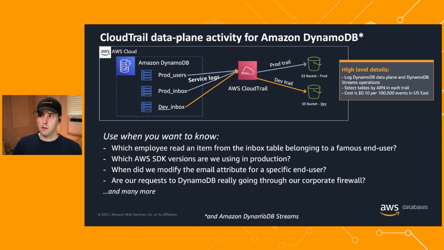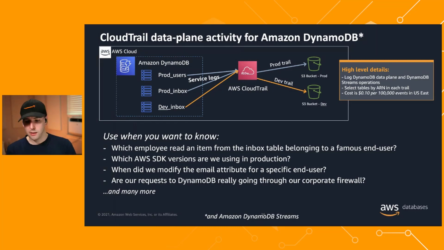I'd say if you're used to a relational database where you can add access logs and you can see every row that's being touched by any user at one time, it can be a bit unnerving. Like, why would I use a NoSQL database if I couldn't tell when an employee accessed an item, in this example, from an inbox belonging to a famous end user? You'd want to be able to answer that question. Also, which AWS SDK versions are we using in our production tables? Or when did we modify the email attribute for a specific end user? All these questions and more can be answered using the CloudTrail logs.